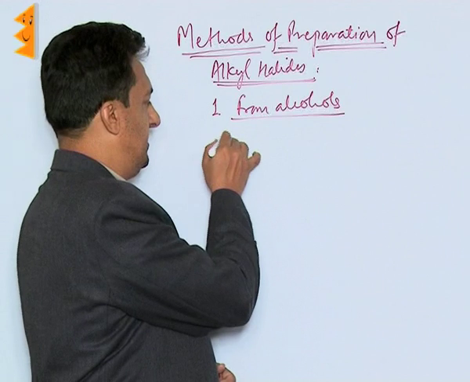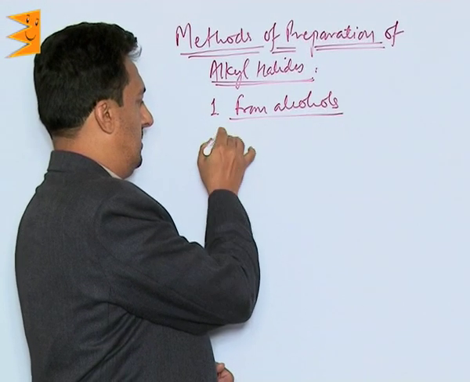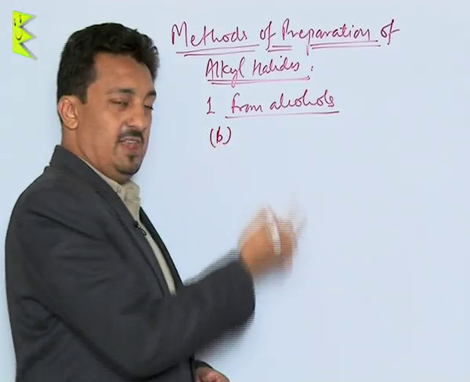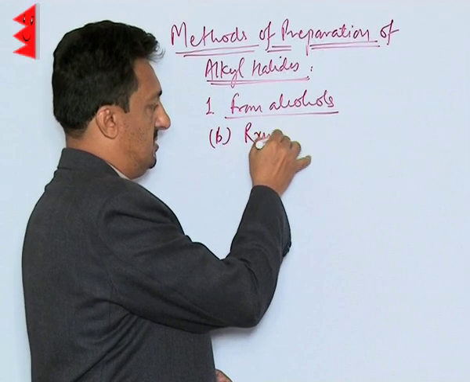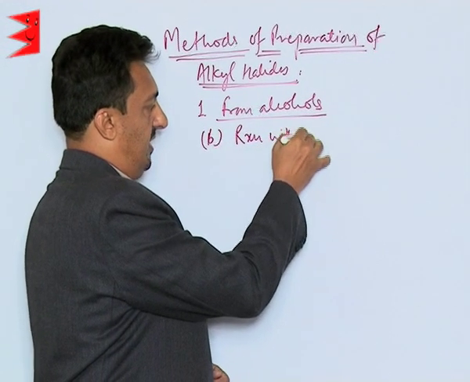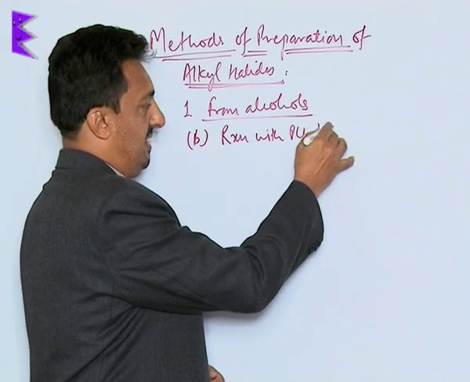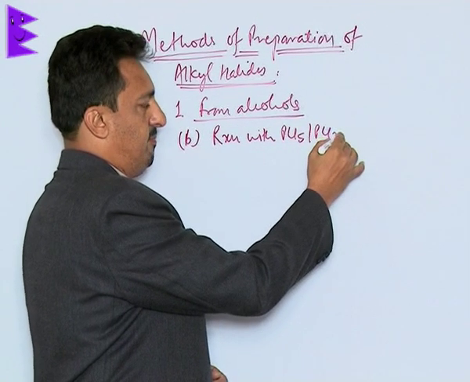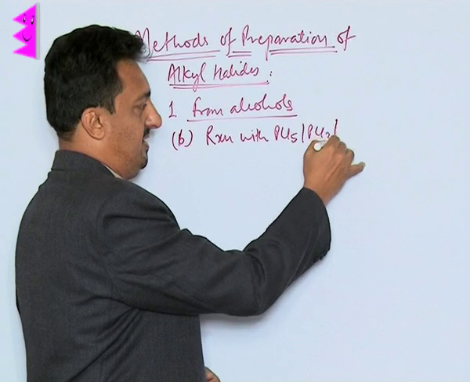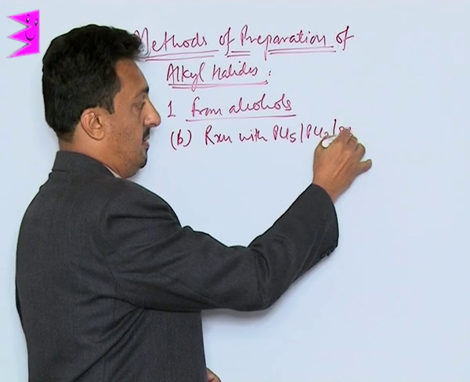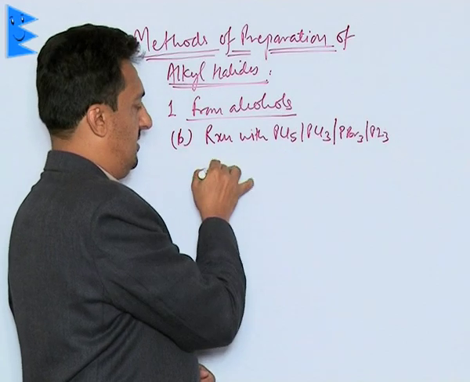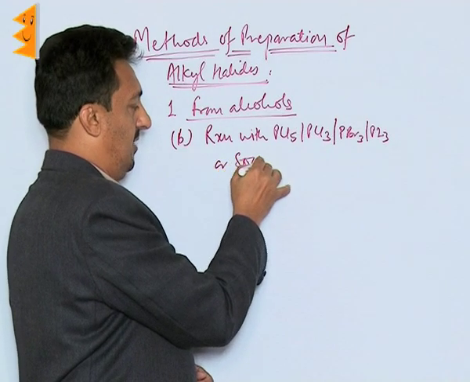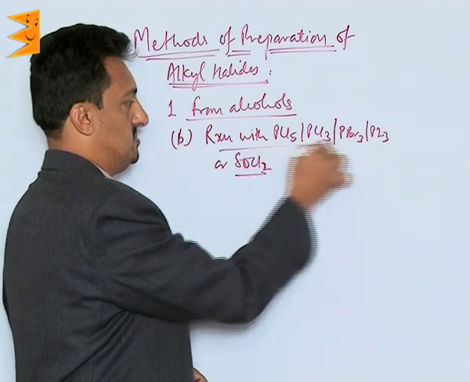The second method of obtaining alkyl halides from alcohols is by reaction with PCl5, PCl3, PBr3, PI3, or thionyl chloride, SOCl2.